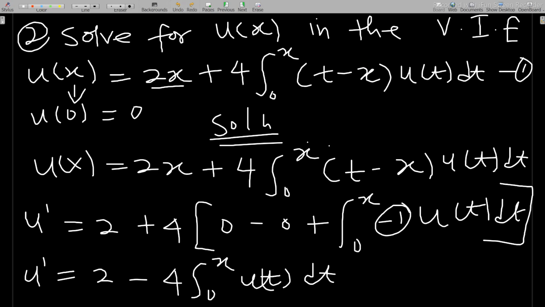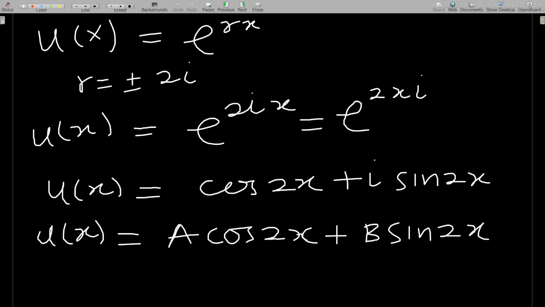I hope you get this. So u of 0 will give us 0 from equation 1. I just discussed the same thing. So u of 0 equals 0 from equation 1, okay?